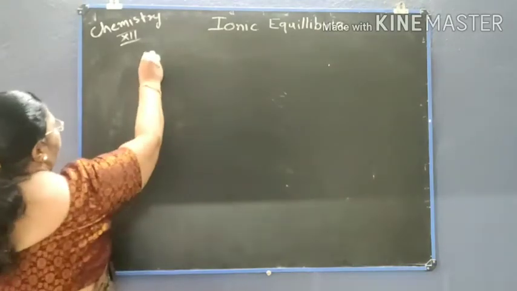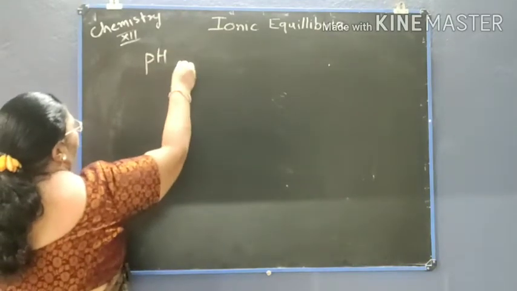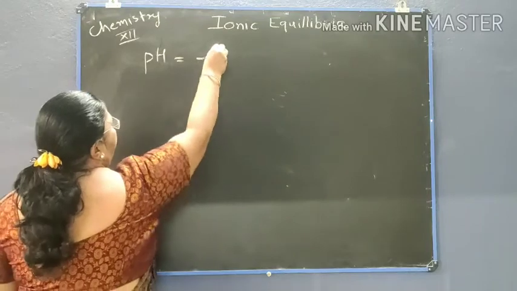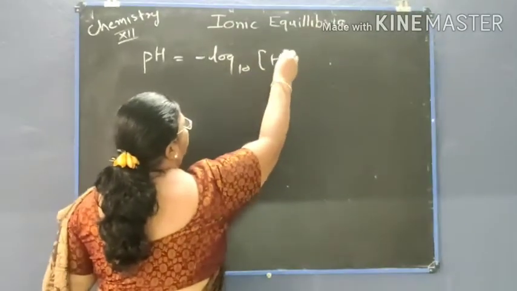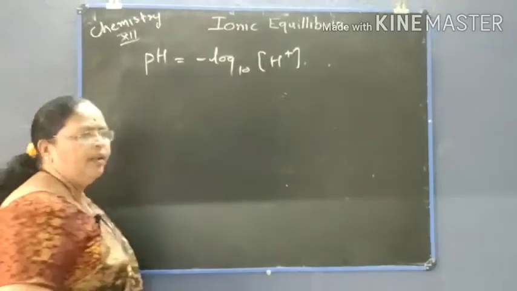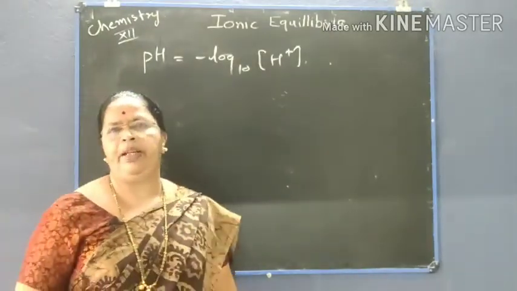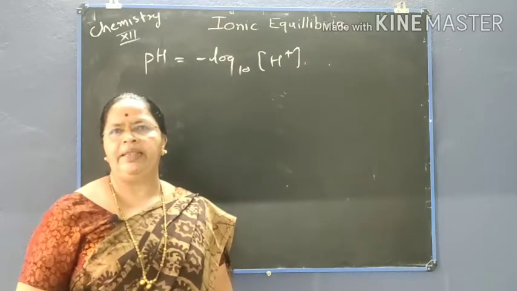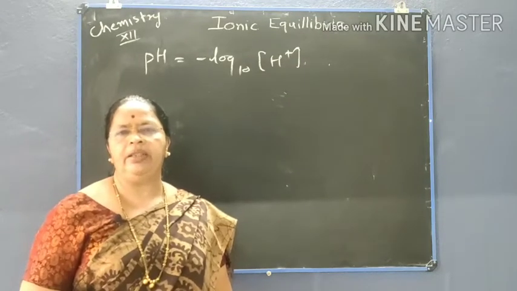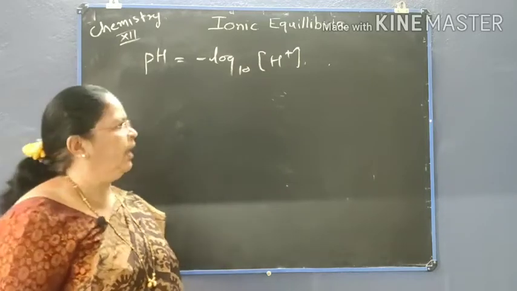See what is meant by the pH. pH is nothing but the negative logarithm of base 10 of the concentration of H plus ions.